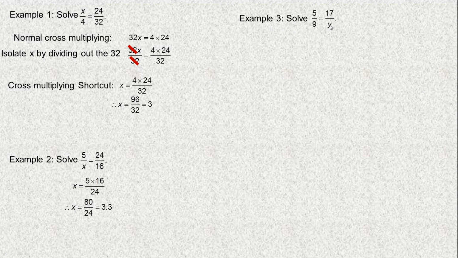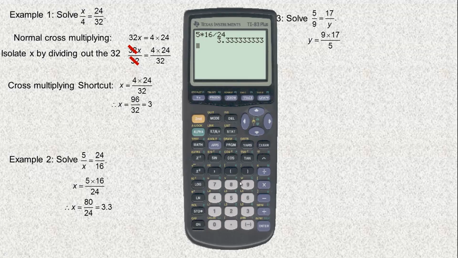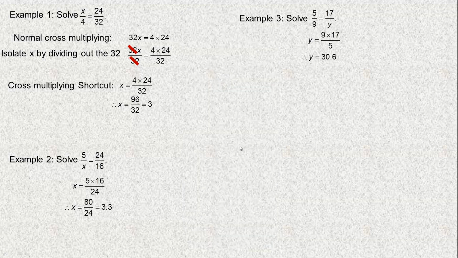Last one here, example 3. Notice again, it doesn't matter where the unknown is. I put it in the bottom and the right side this time. So y would be the product of 9 and 17 divided by this 5. So if we multiply 9 and 17, 9 times 17 divided by 5, we get 30.6. So y is equal to 30.6. So that's a shortcut for the cross-multiplying technique to solve a proportion. And that's the end of the tutorial.